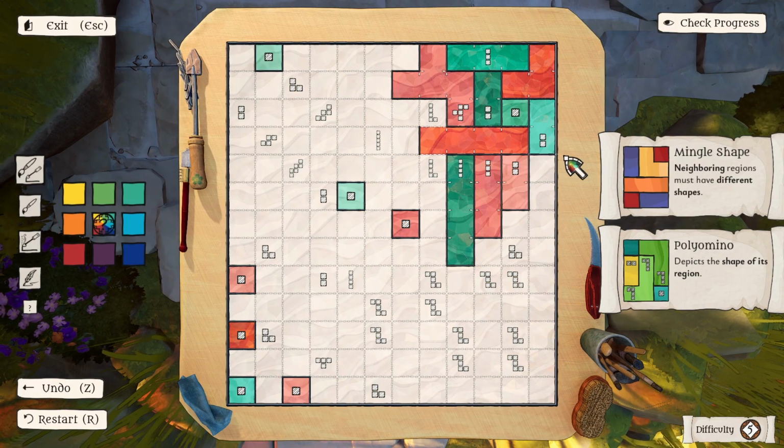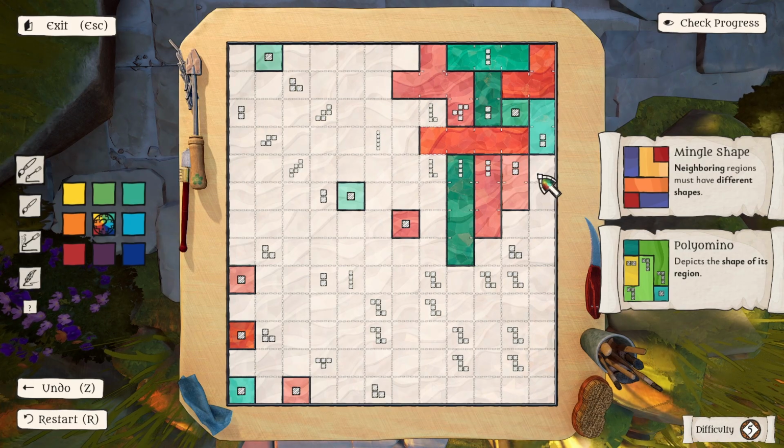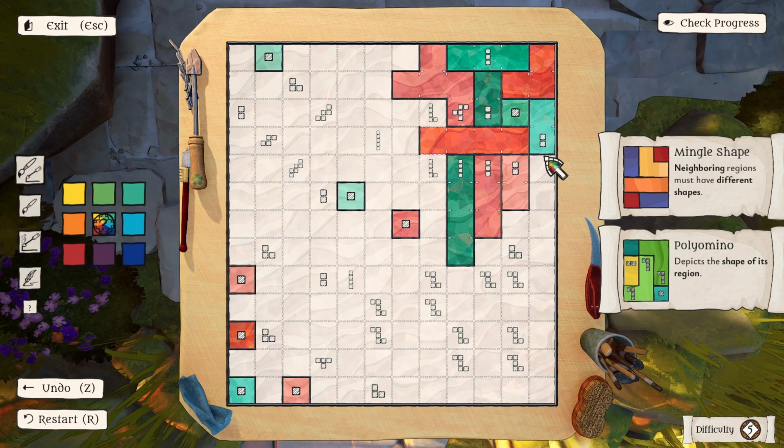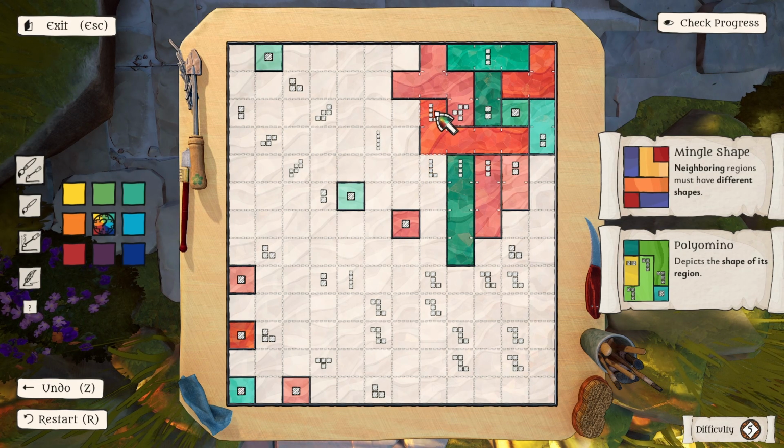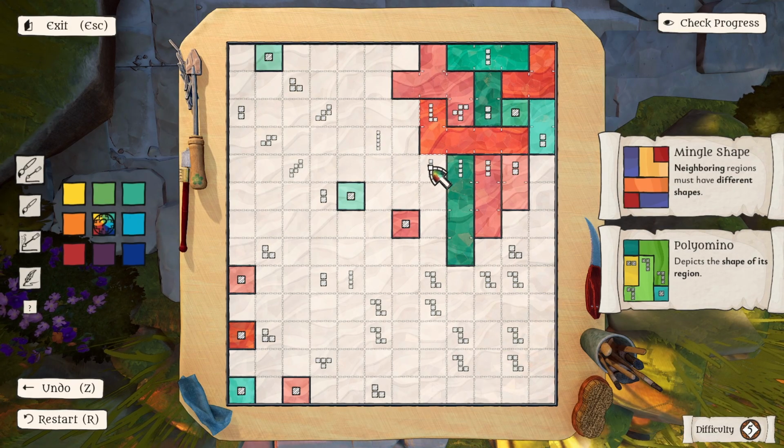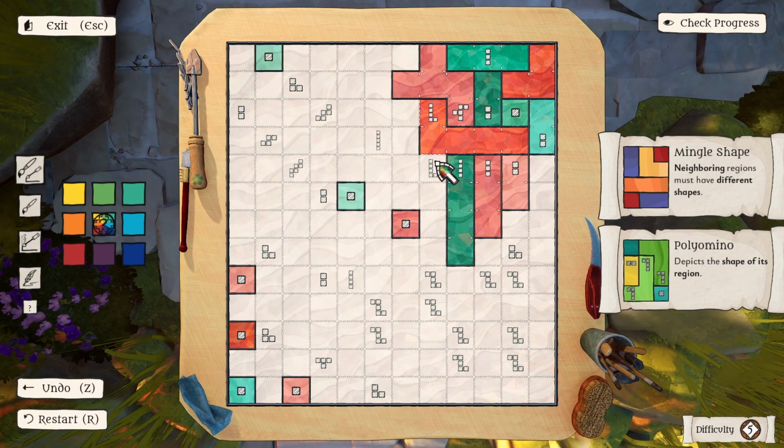Whichever this is, it is broken, isn't it? Why did it take me that long to see it? What the heck? If this were to take that, that would complete that shape, but what would this be? And the same here, it completes that, but what is this? Mingle shape means they can't be touching.